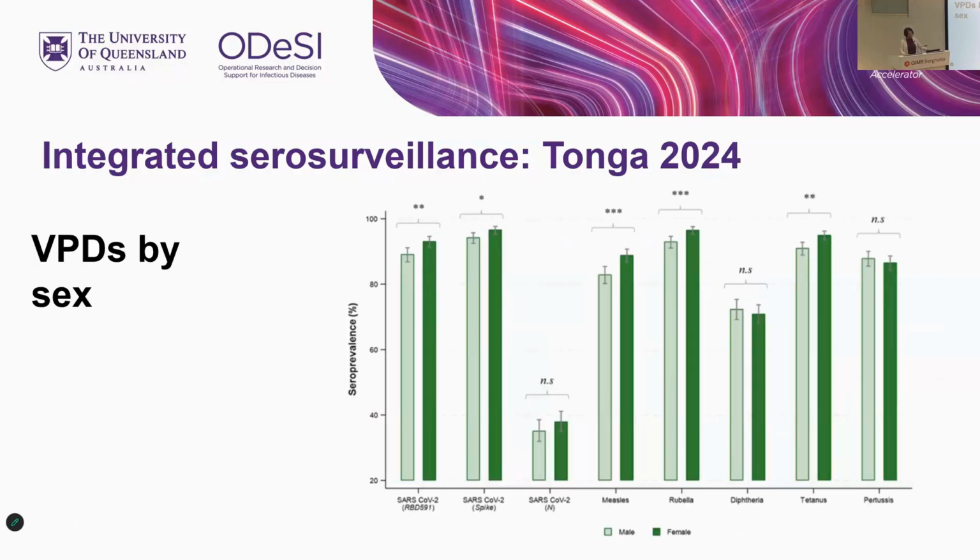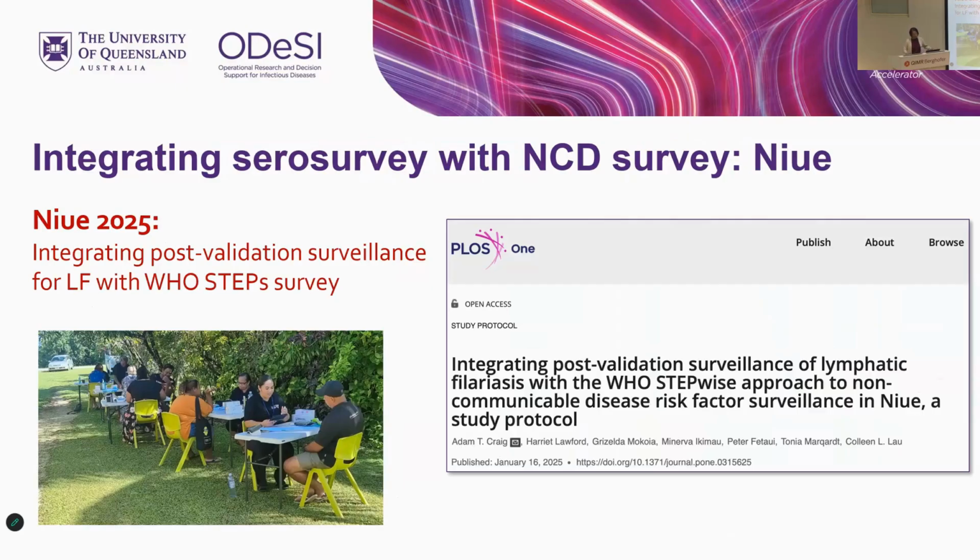And also by sex. So most of these vaccine-preventable diseases have about the same seroprevalence for males and females, but for the ones that are different, the males have lower seroprevalence, which is not atypical. A lot of the time, males are less likely to go see the doctors, get vaccinated, etc., compared to females. Okay, so that's just a quick overview of Tonga.